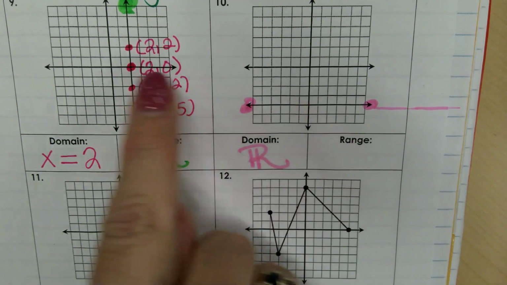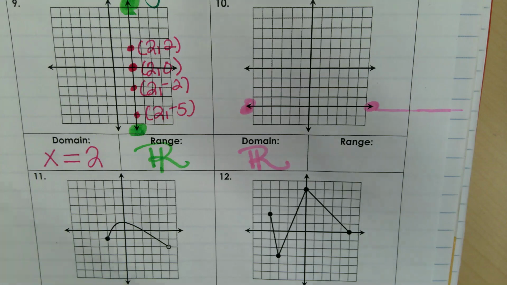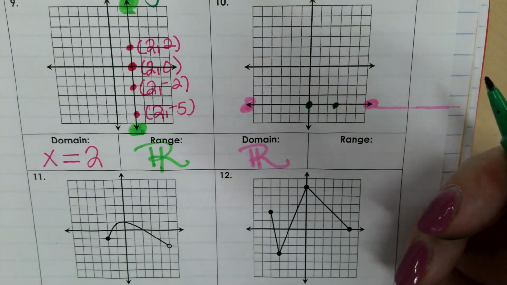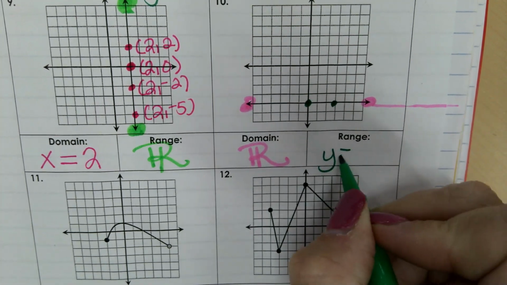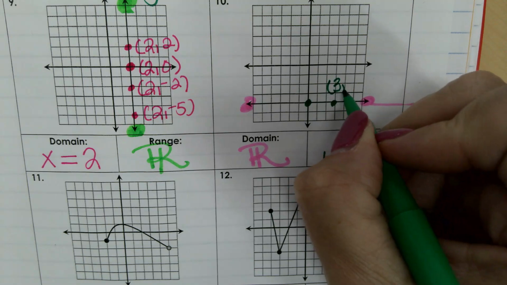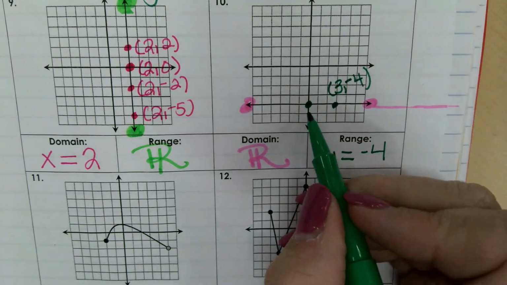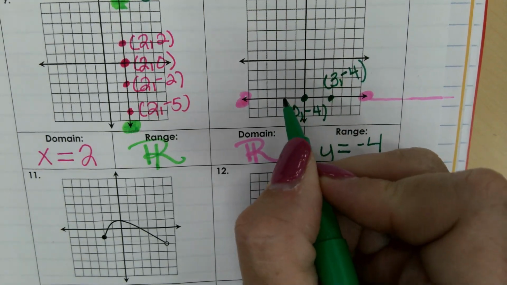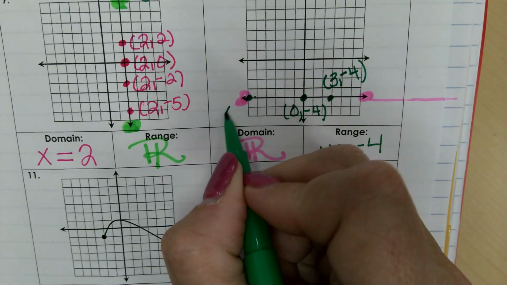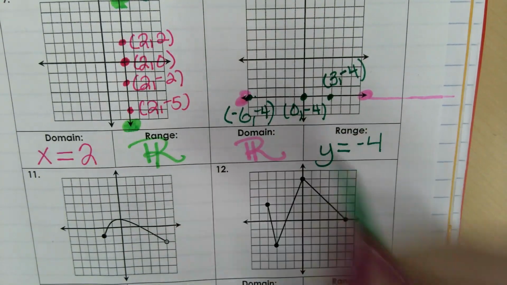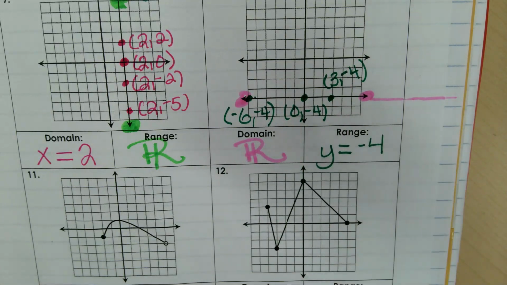Okay, this kind of is like the one before it. Everywhere on this line, it has a y value of what number? -4. So look, this ordered pair is (3, -4). And this ordered pair is (0, -4). And this one, 1, 2, 3, 4, 5, 6, this ordered pair is (-6, -4). Okay, so no matter where I go on this line, the y-coordinate is going to be -4.